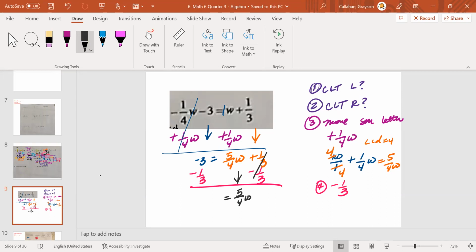5/4w equals, you need to combine this on the side. So negative 1/3 minus 3/1. Your lowest common denominator here is a 3. 1 times 3 is a 3. 3 times 3 is a 9. So that becomes a negative 10/3.